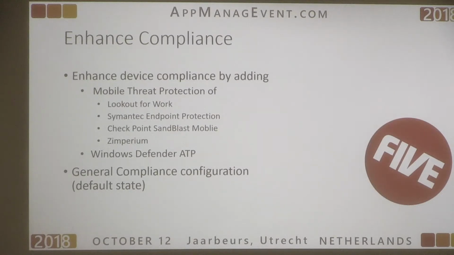If you want to enhance the compliance, with basic settings within Intune, we're able to check certain things around the security of the device, if it's encrypted or if it's jailbroken or rooted. With mobile threat protection of Lookout for Work, Symantec, Checkpoint SandBlast, but also Windows Defender ATP, we're able to do much more based on checking of the device, of the apps, and the other threats on the device. And if a threat is found, for instance, with Windows Defender ATP, the device is marked as not compliant, and you're not able to use that device to read your mail in Office 365.